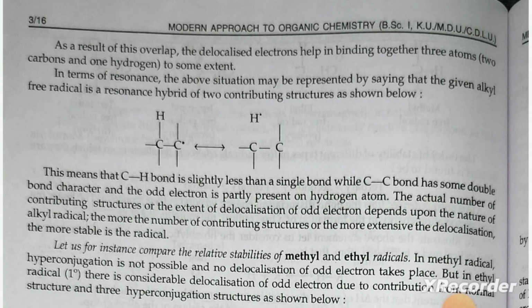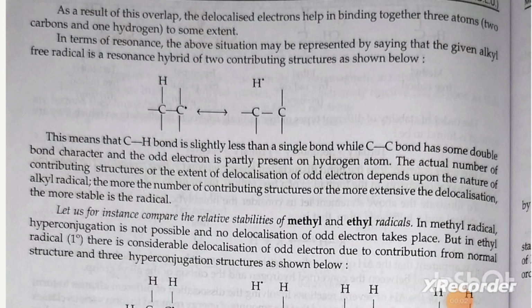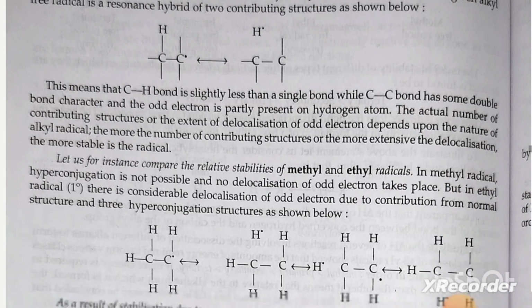As a result of this overlap, the delocalized electron helps in binding together 3 atoms, 2 carbon and 1 hydrogen, to some extent. In terms of resonance, the above situation may be represented by saying that the given alkyl free radical is a resonance hybrid of 2 contributing structures as shown below. This means that the CH bond is slightly less than a single bond, while the CC bond has some double bond character and the odd electron is partially present on the hydrogen atom. The actual number of contributing structures, or the extent of delocalization of the odd electron, depends upon the nature of the alkyl radical. The more the number of contributing structures, or the more extensive the delocalization, the more stable is the radical.